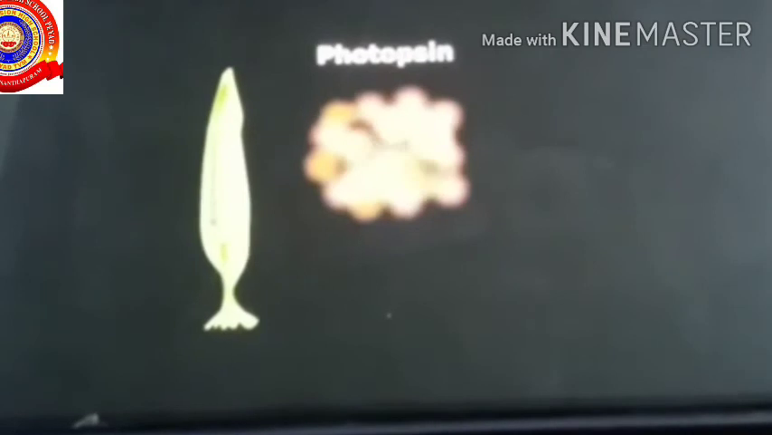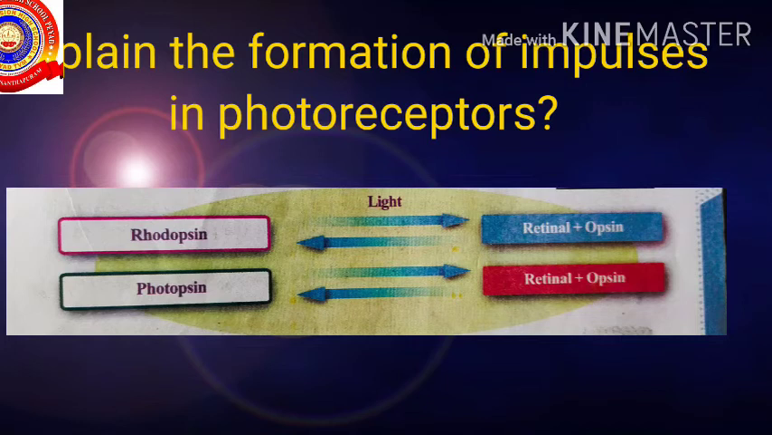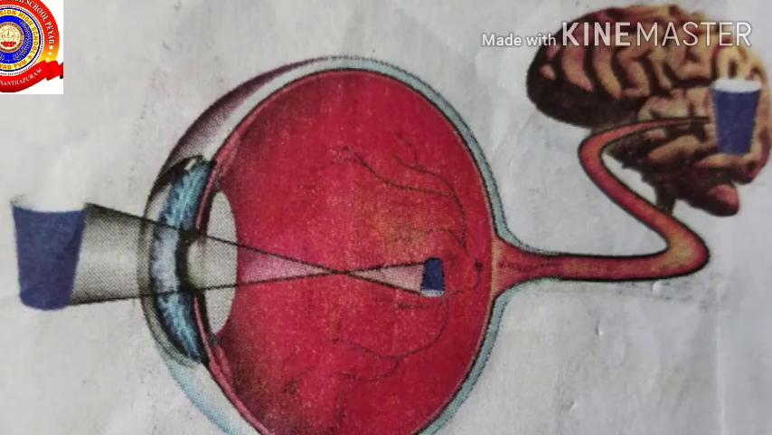In bright light, photopsin dissociates into opsin and retinal. This chemical change results in the formation of impulses. Opsin and retinal combine together to form photopsin. The actions of photopsin and rhodopsin are reversible. These impulses are transmitted to the cerebrum through the optic nerve, and this enables vision.